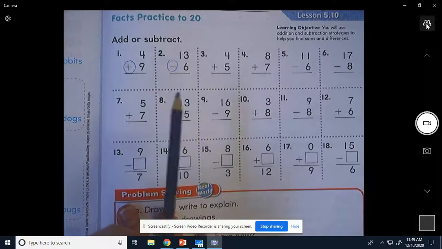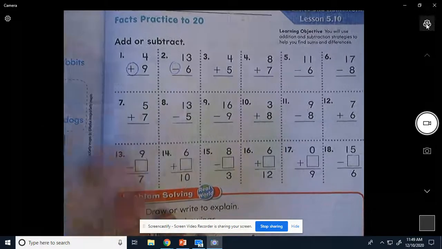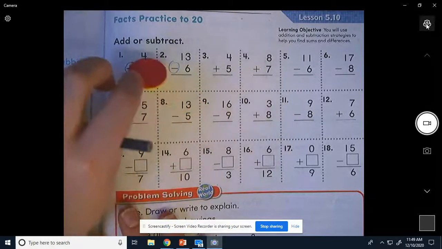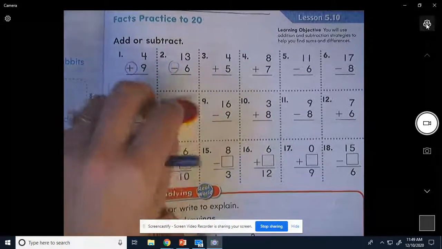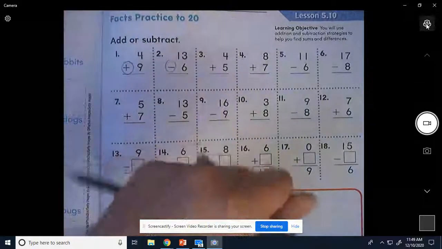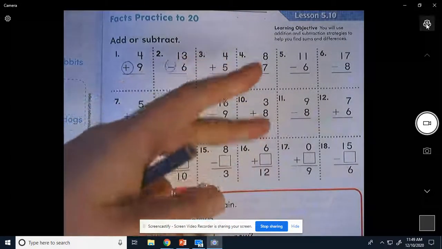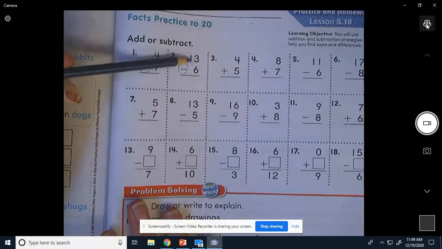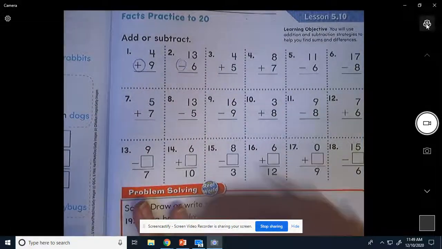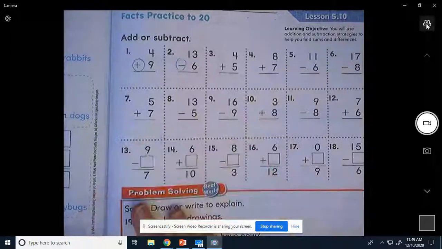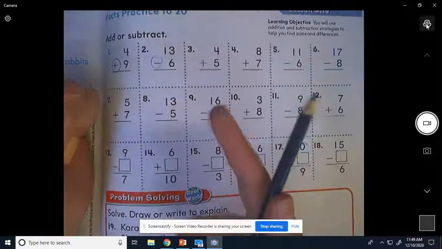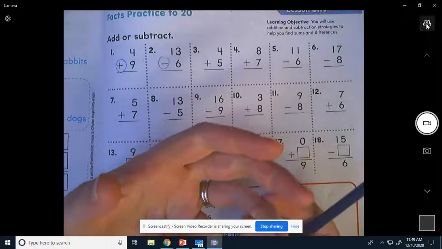There are a couple ways that you could do these. You could use counters and make 4 plus 9 and see how many are all together. You could count on: 9, 10, 11, 12, 13, okay? When you do subtraction, you can shake and count down: 13, 12, 11, 10, 9, 8, 7, okay?